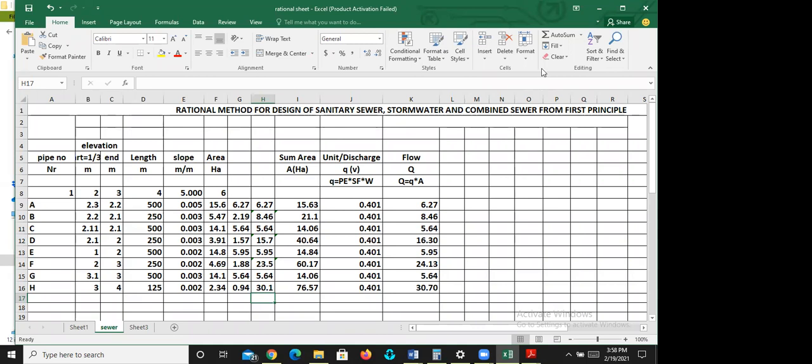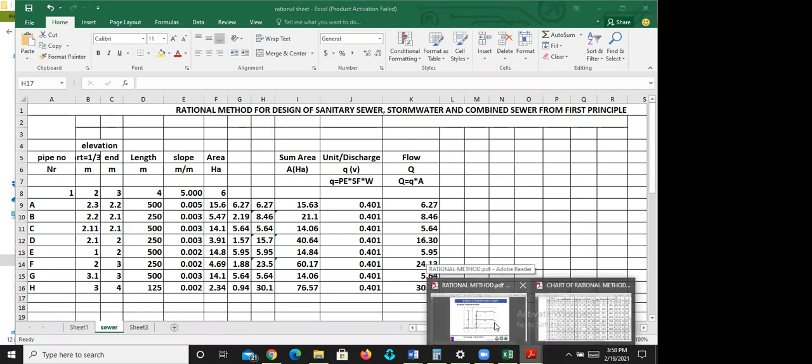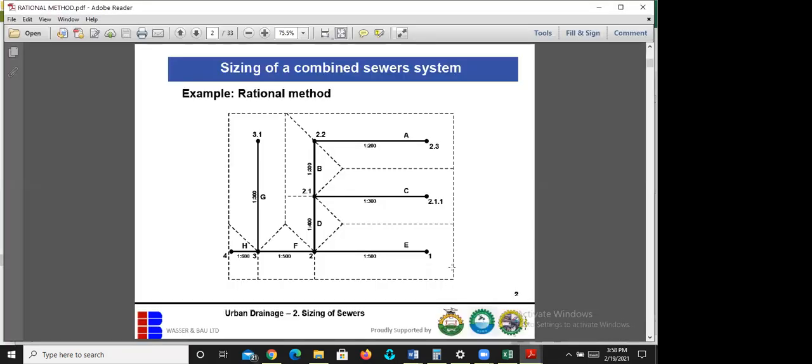Let's go to the chat and see what's causing the problem. Okay, you use A plus B plus itself for D. Here we use A plus B for D. No, D should just be B plus C plus itself. B plus C plus itself, that's the value of D.